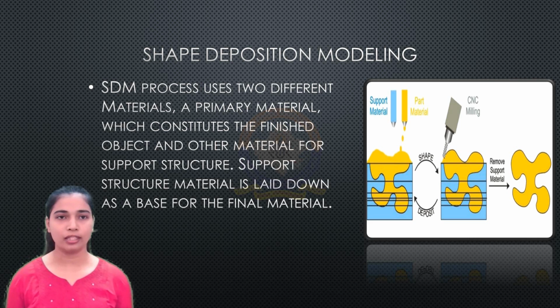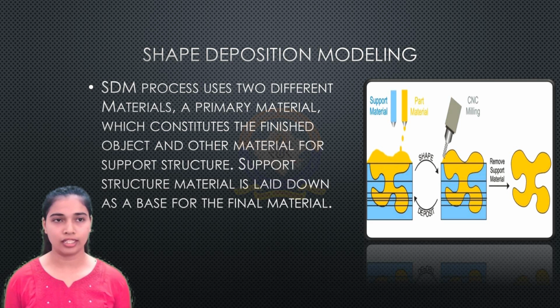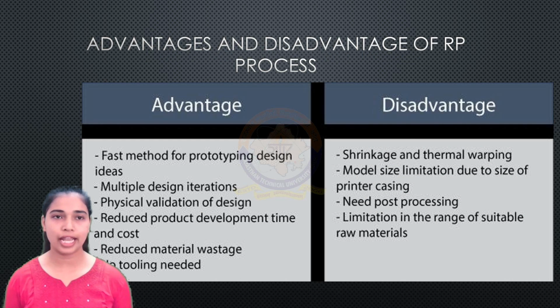CNC machining is done to mill the part to the desired shape. The surface is then cleaned and prepared for the next layer of material. The process is repeated until the final layer is achieved and the support material is removed. Next is advantages and disadvantages of the RP process.